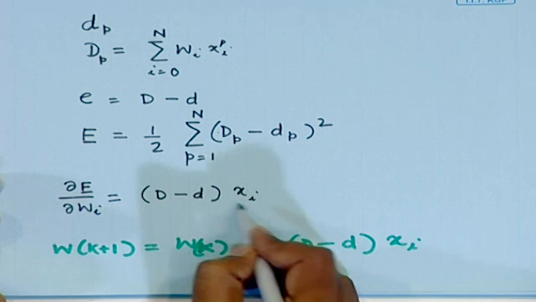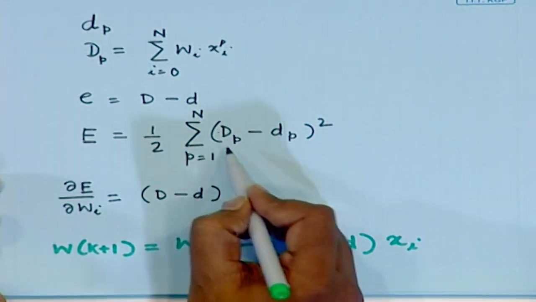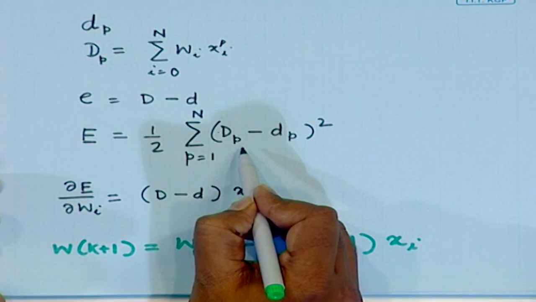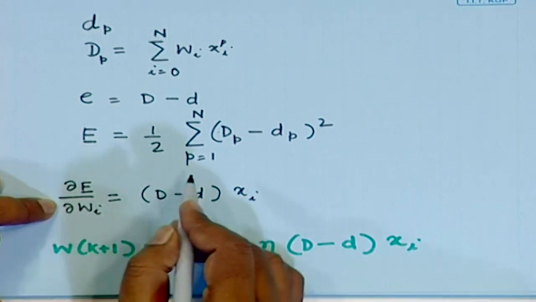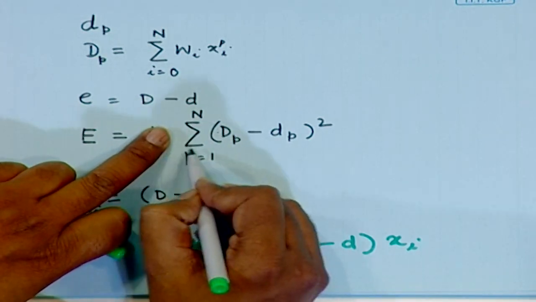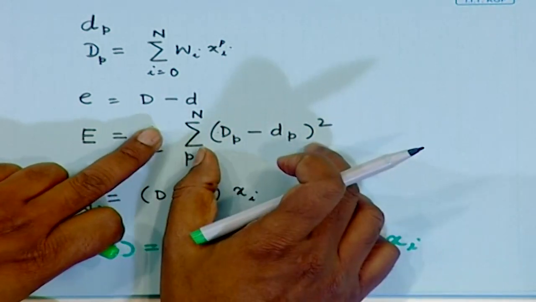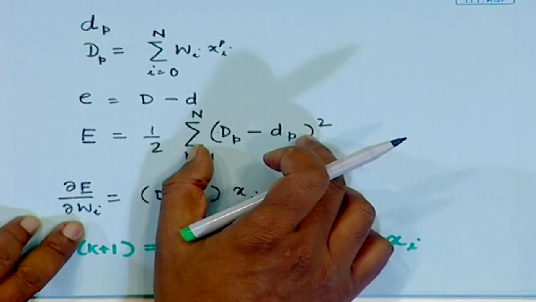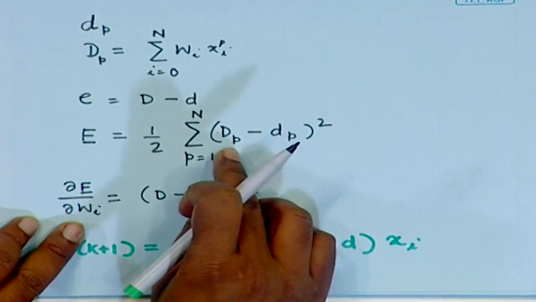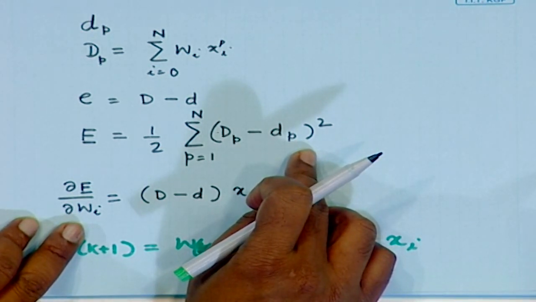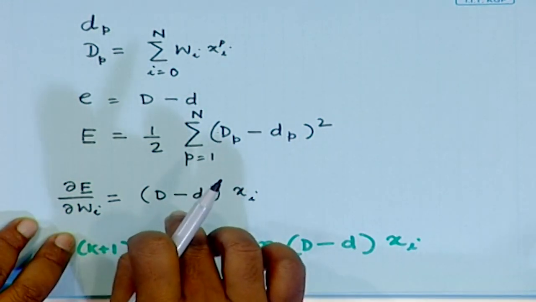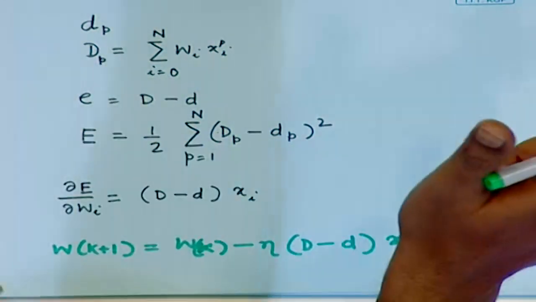The contribution of this xi into this error term was Wi into xi. So, what is this differentiation? Del E del Wi is nothing but, if I expand this whole term, because this is square, I will have 2 into this into del Wi of dp minus dp. Summation is for the pth sample, and for the time being I am not considering the pth sample. Given a particular sample, what is the error?